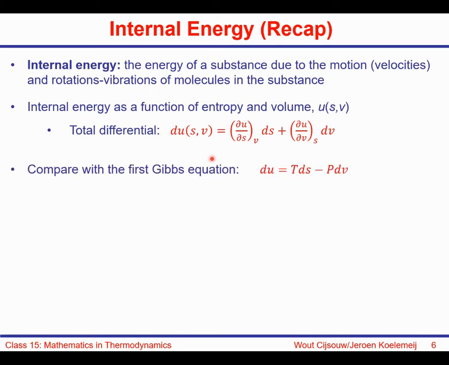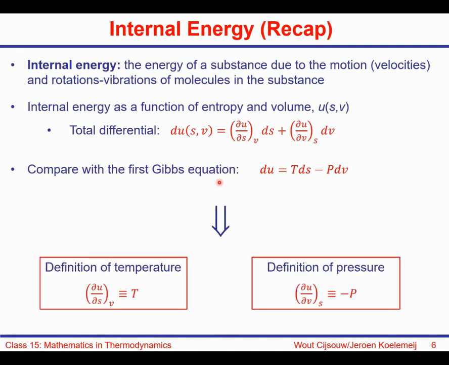Now, if we look at the form of this equation here, and if we combine that with the first Gibbs equation, and remember that this first Gibbs equation we can derive quite easily from the first law of thermodynamics in combination with the second law of thermodynamics, then we see that this partial derivative here equals T, and this partial derivative here equals minus P. And actually that allows us to define temperature and pressure in terms of the partial derivatives of the internal energy U.